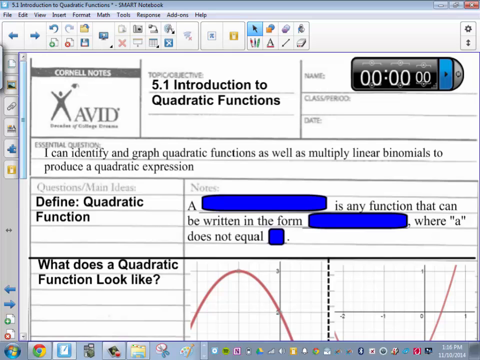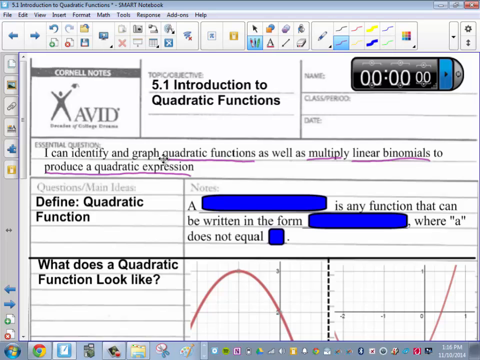Here we go. Let's get started on 5.1, which is an introduction to something called quadratic functions. We're going to be dealing with only quadratic functions this whole unit. By the end of this lesson, I am hoping that you can identify and graph quadratic functions, as well as multiply linear binomials to produce a quadratic expression. That's my goal by the end of this.